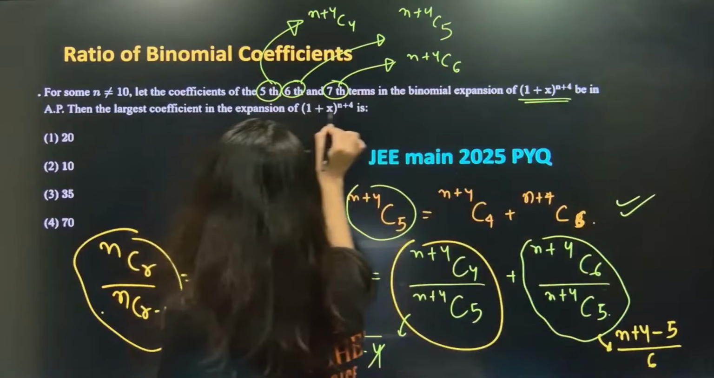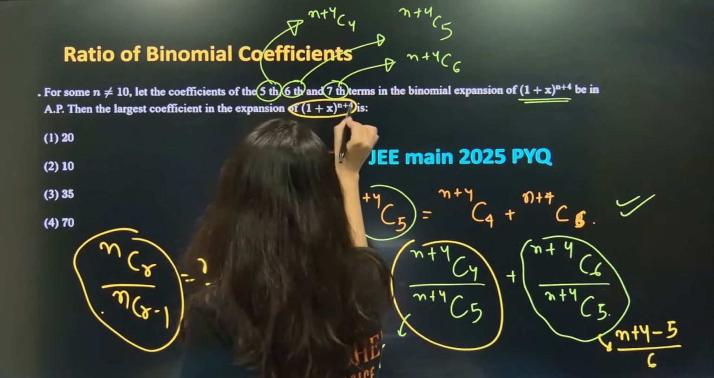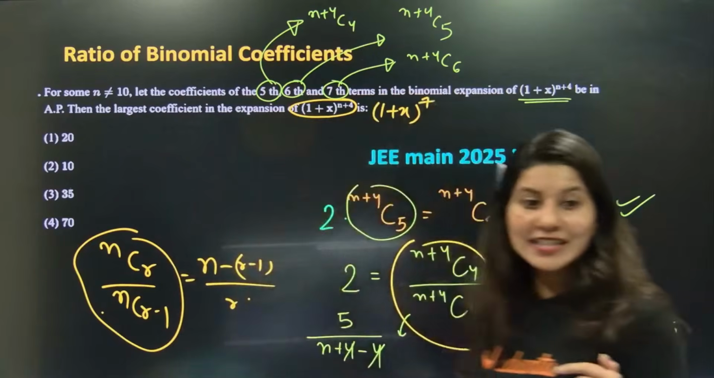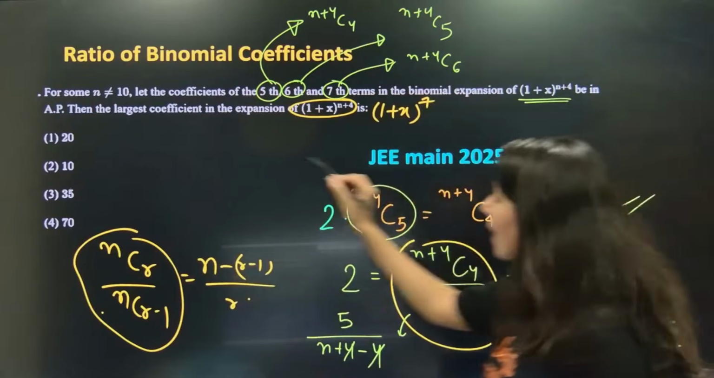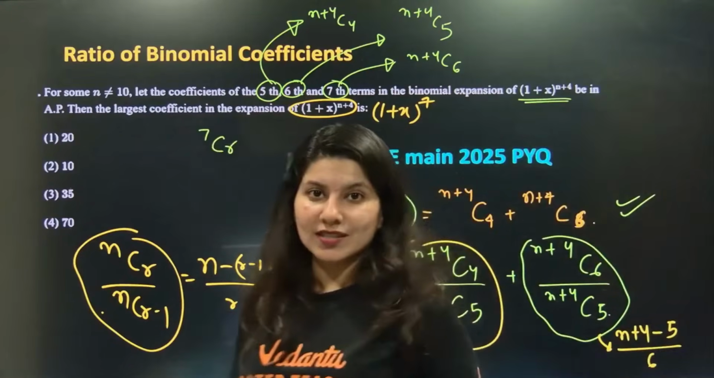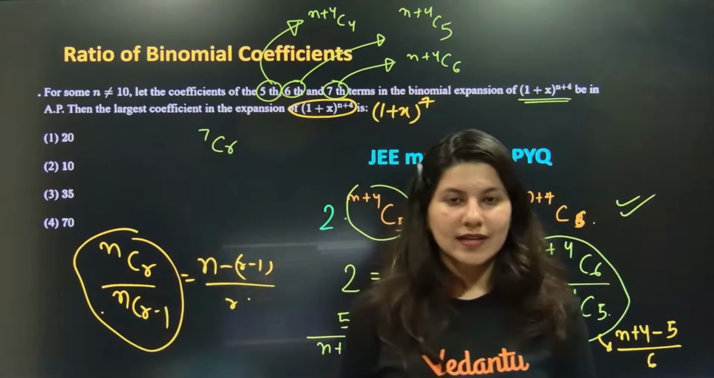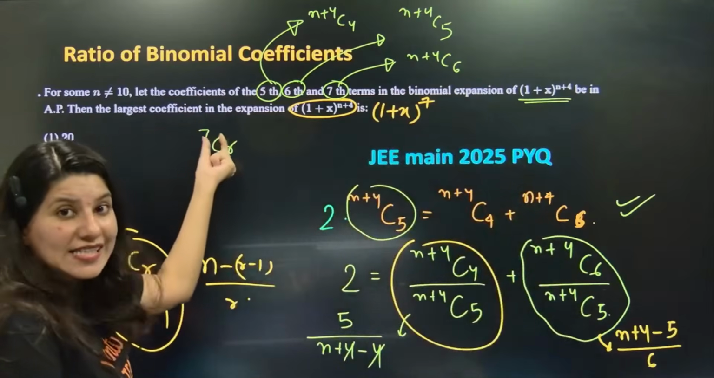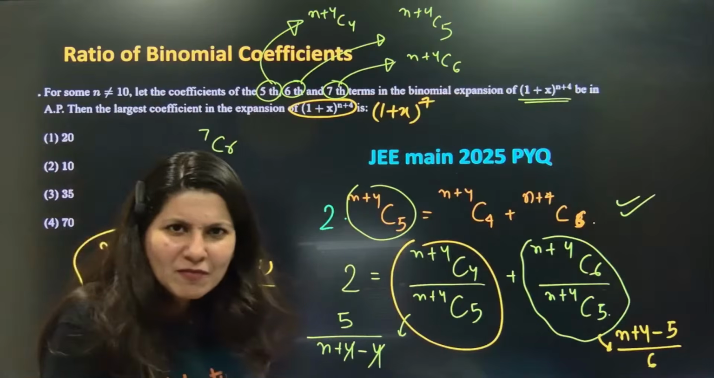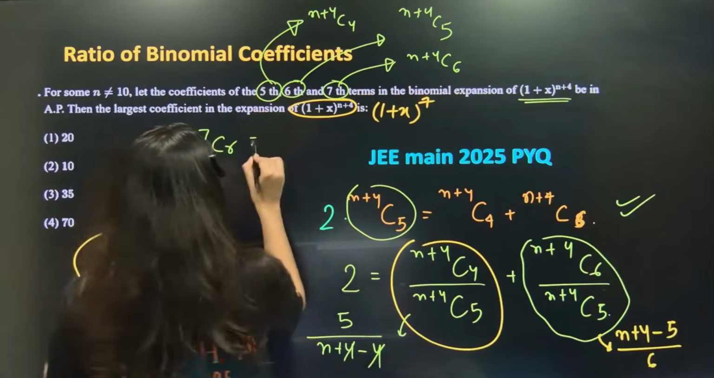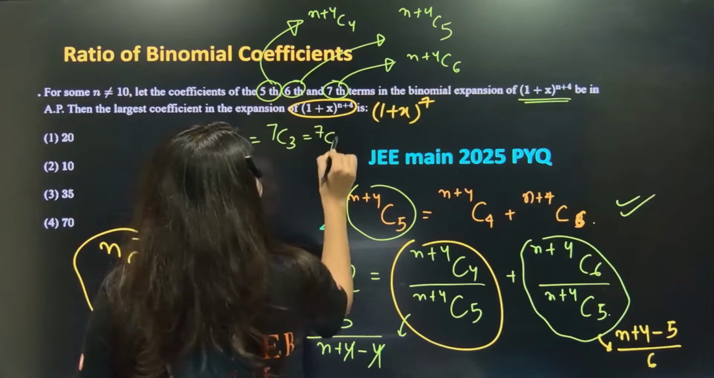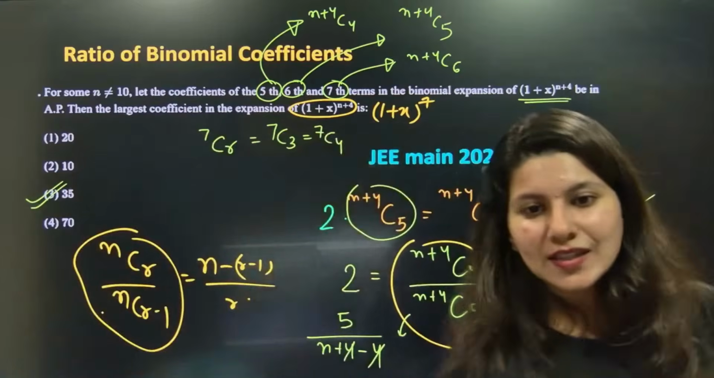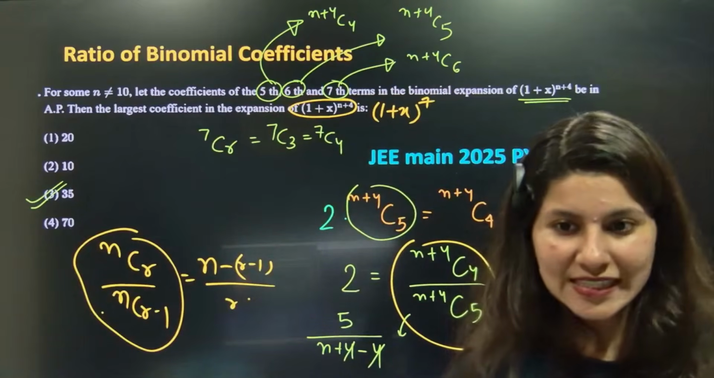So now n + 4 = 3 + 4 = 7, so we have (1 + x)^7. Now we need to look for the largest coefficient. 7Cr should be the largest when r is in the middle of 7, so 7C3.5. 3.5 is not valid, so either it is 7C3 or 7C4. Both are equal. If you solve this, option C, 35, will be absolutely correct. Clear, my dear students?